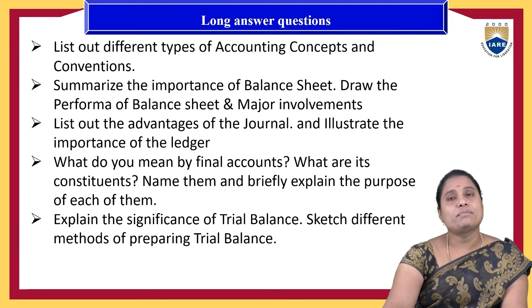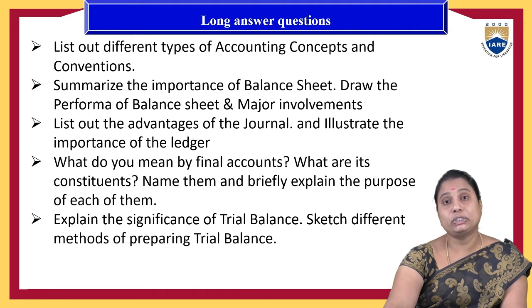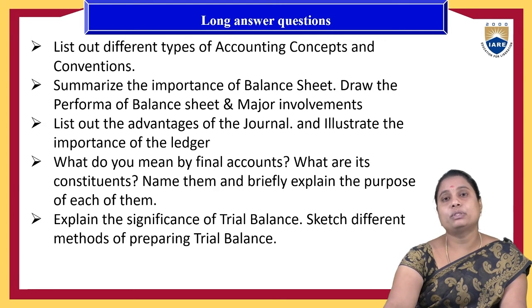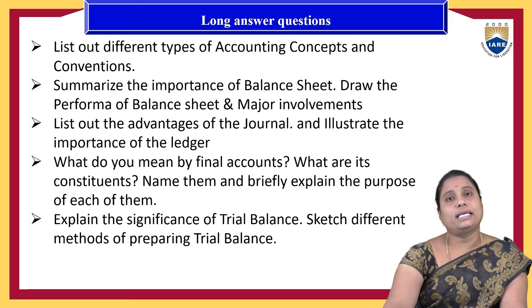Next one is summarize the importance of the balance sheet and draw the pro forma of the balance sheet and measure involvement. So we need to write about the balance sheet meaning and the pro forma of the balance sheet, that is liabilities and assets, the concepts under the liabilities, concepts under the assets, everything we need to explain with the accounting equation, that is assets equals liabilities plus capital. Next one.